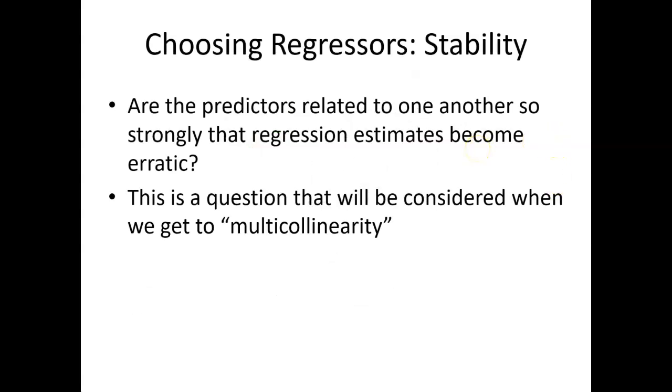Okay, and then the last choice criteria for choosing regressors, the number of regressors and which ones, is coefficient stability. So the question here is, are the predictors, all those variables that you might use on the right-hand side of your model, related to one another so strongly that the regression estimates become erratic or unstable? And this is a question we'll get to at the end of this chapter, and that's the topic of multicollinearity.